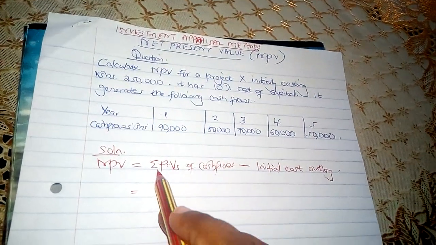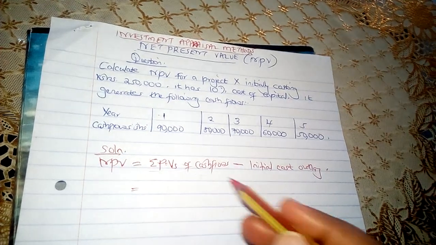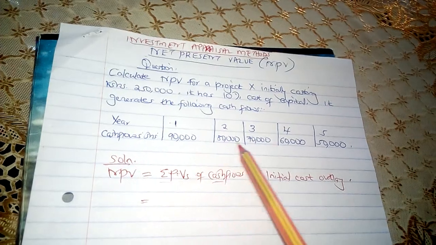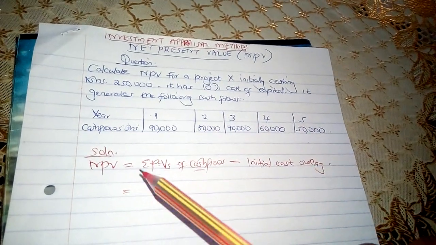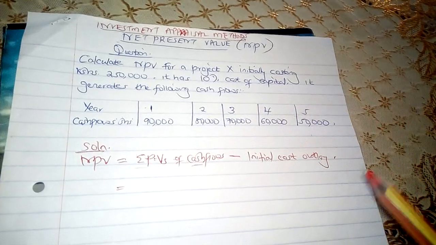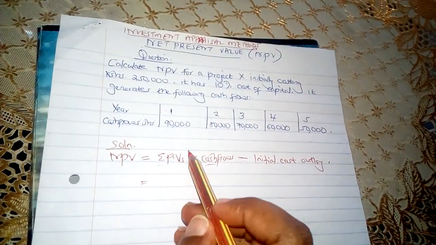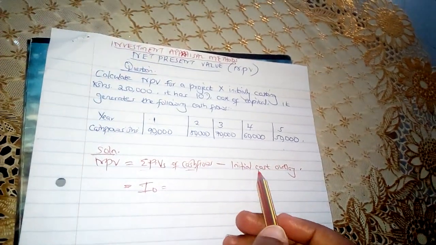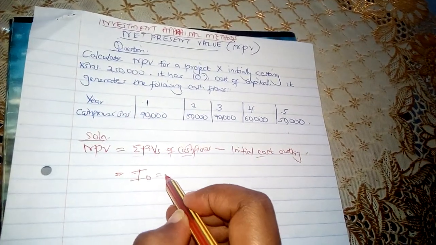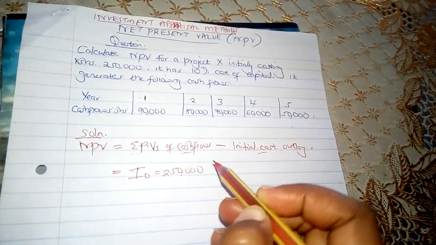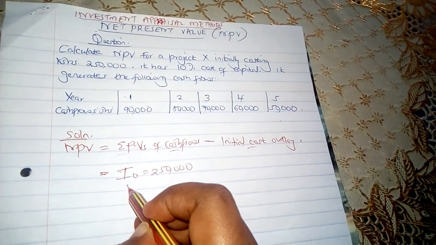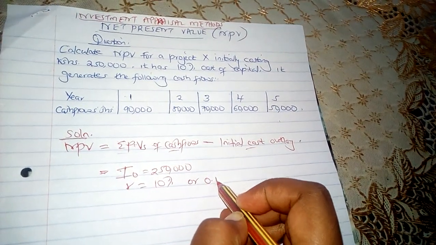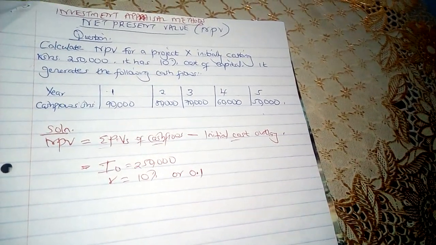And in this case, first of all, we'll start with the summation of the cash flows, and you have been given cash flows for every year. So we are going to calculate the present values of the cash flows. Because you have been given the initial outlay, you already know it as 50,000, and then the cost of capital is 10%, which is equivalent to 0.1 in decimals.